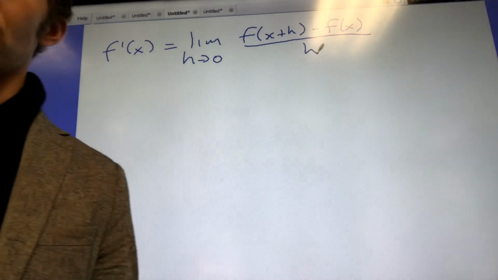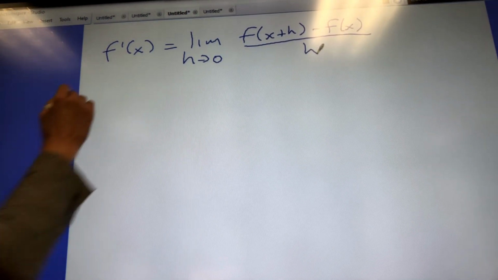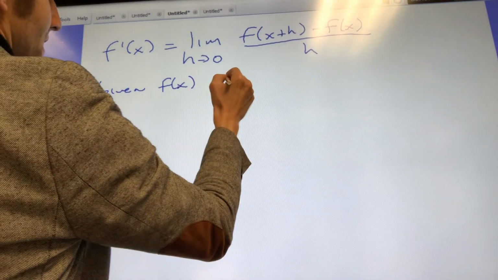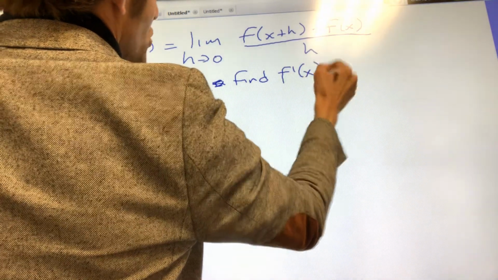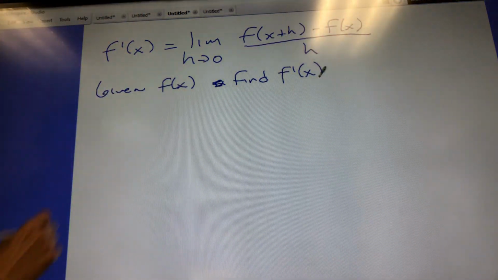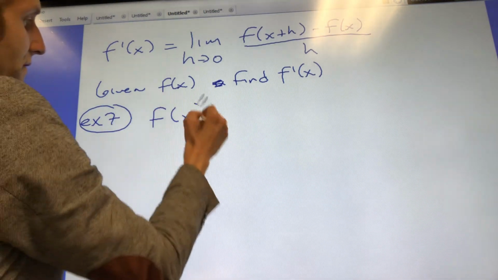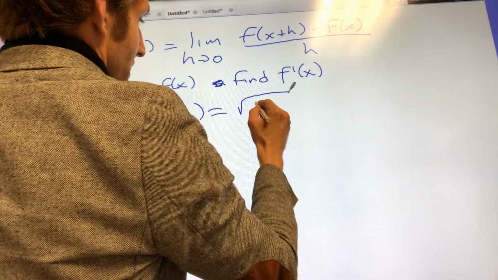All right, so we're getting the general derivative here. We're going to get the general derivative for the following. Given f of x, find f prime of x using the limit definition of a derivative. All right, so we're on example 7. We're going to have f of x is, let's just get an interesting one right away.